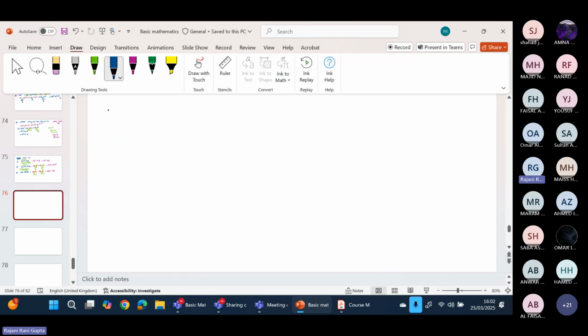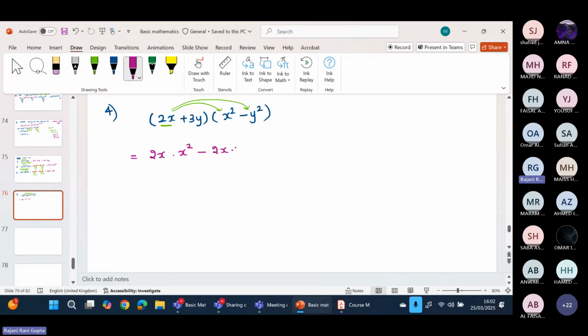Okay. Other thing that happens is you have a binomial, say 2x plus 3y, and we ask you to multiply with a binomial. So, as I explained earlier in the class, take the first term, multiply with both. Means use the distributive property. So this is going to give you 2x multiply x squared minus 2x multiply y squared. Okay. Next, the sign is plus, so write plus.